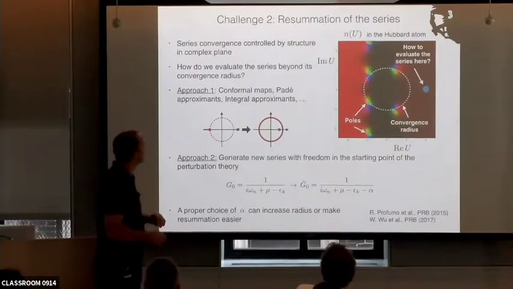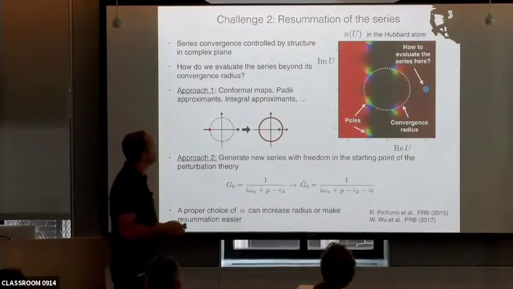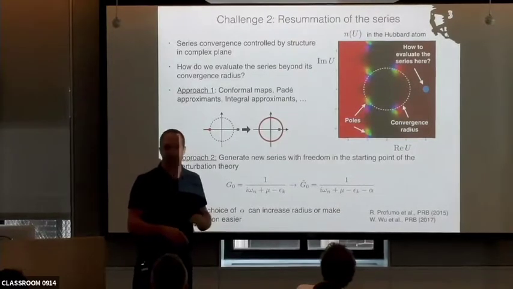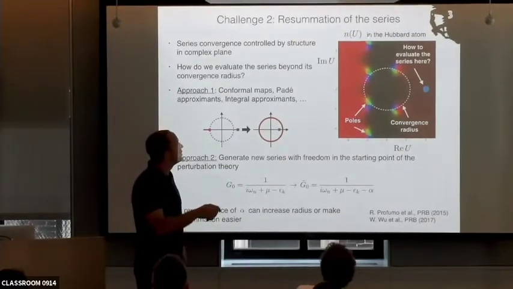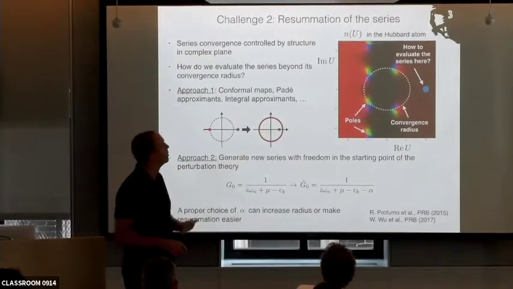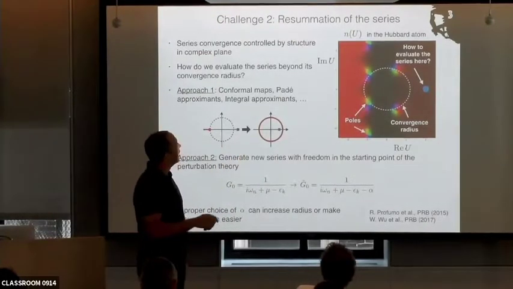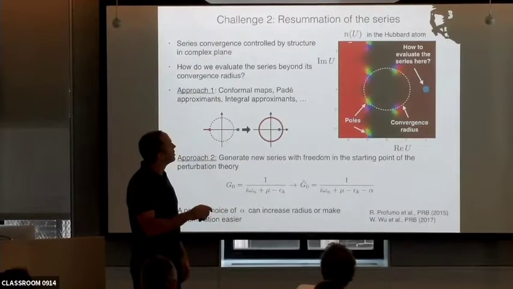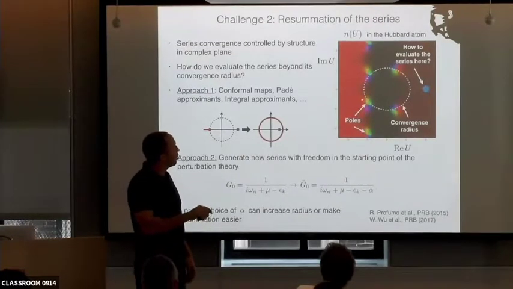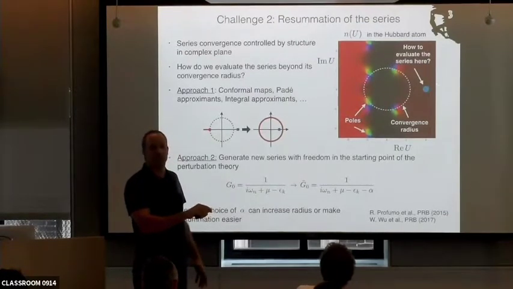So let me try to illustrate this here. If I take a typical observable, let's say the density, and here I take a case where I can solve things analytically. So I look at the density for a Hubbard atom. This is just an isolated site with a U term in there. And I look at how this quantity looks in the complex plane of real part of U, imaginary part of U. So this typically has poles like this. And the question is, well, imagine the physical value I'm interested in is here. How do I get the value there?